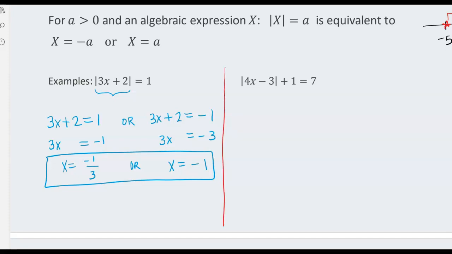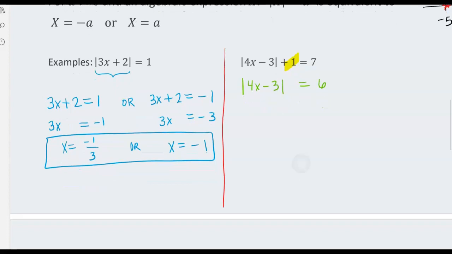Let's look at a second example. In this example, before we get started, we want to move this 1 away from the absolute value sign. So we'll start by subtracting that 1 from both sides before we break the absolute value into two sides. The number that's inside the absolute value symbol is a distance of 6 away from 0. So that could either be that this expression is equal to 6, or that this expression is equal to -6.